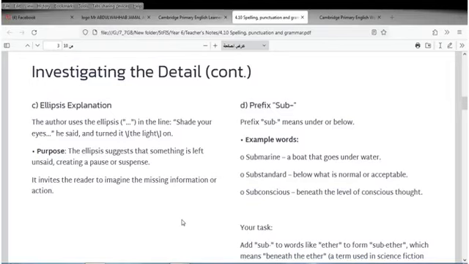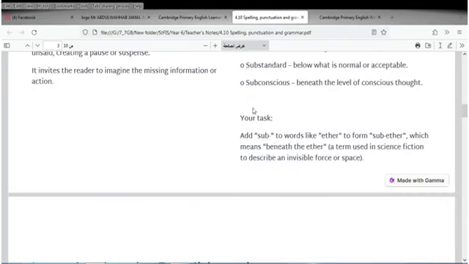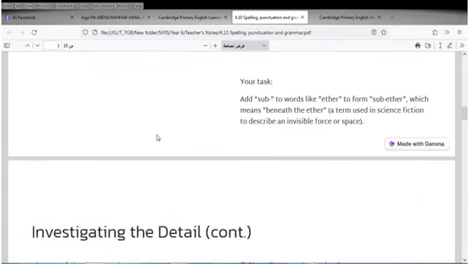If you want to add the word sub, for example, to the word ether, you have sub-ether, which means beneath the ether. Usually in science fiction, we use such terms to say, for example, that we are in the gas area or in the atmosphere of the other planet. A term used in science fiction to describe the invisible force of space. Sub-ether.